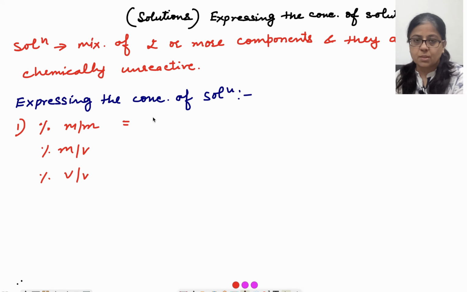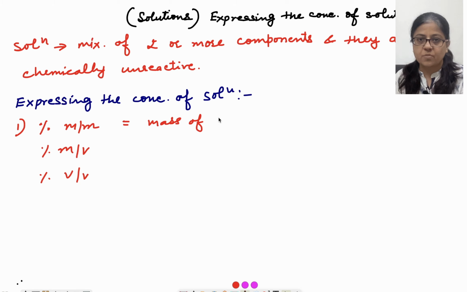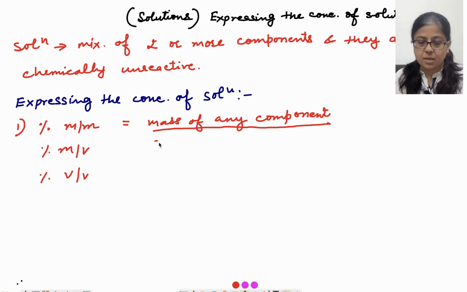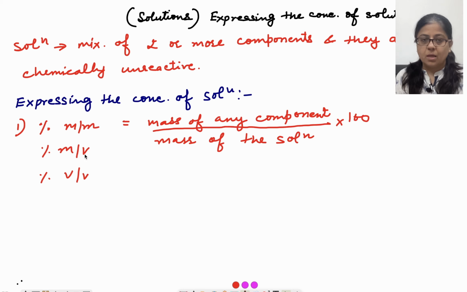It is equal to the mass of any one component in the solution, divided by the mass of the solution, into 100. Similarly, let us discuss the second term, percentage in terms of mass by volume. How will you define this term? How will you solve the questions related to this term?